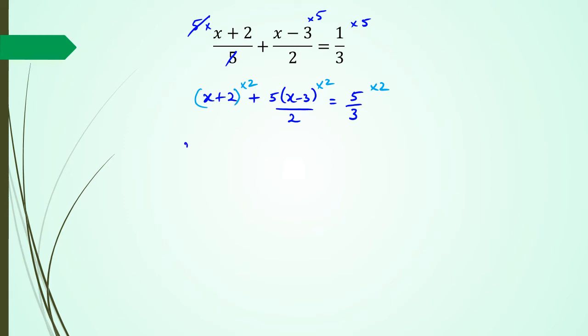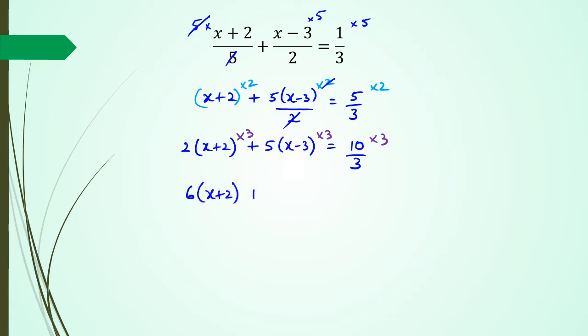When I do this, I get 2 times x plus 2. My two 2's cancel out here. Then I've got 5 times x minus 3 equals 10 over 3. Now I need to get rid of the 3. As the denominator is 3, I'm going to multiply the numerator by 3, this term by 3, and this one by 3 as well. What ends up happening is I get 6, because 3 times 2 is 6, x plus 2 plus 5 times 3 is 15, x minus 3, and my two 3's cancel out, and I'm left with 10.